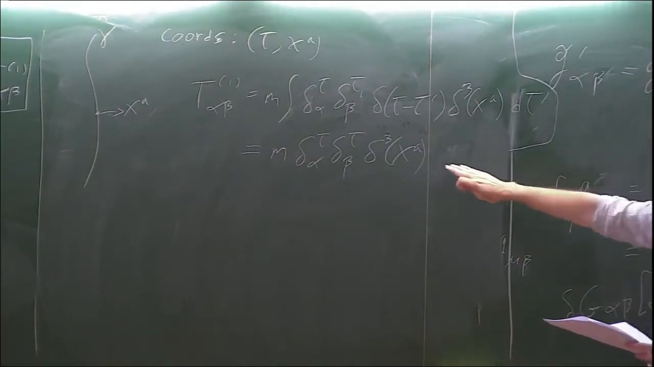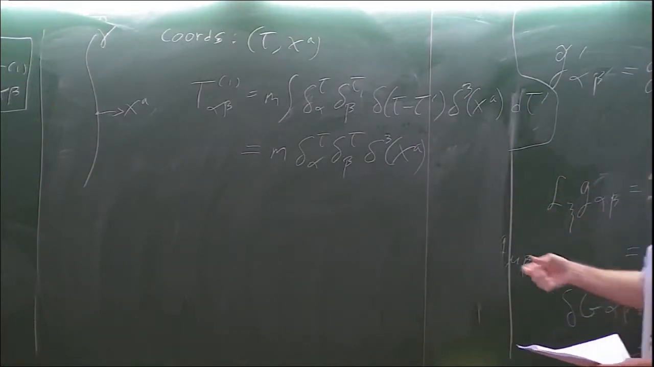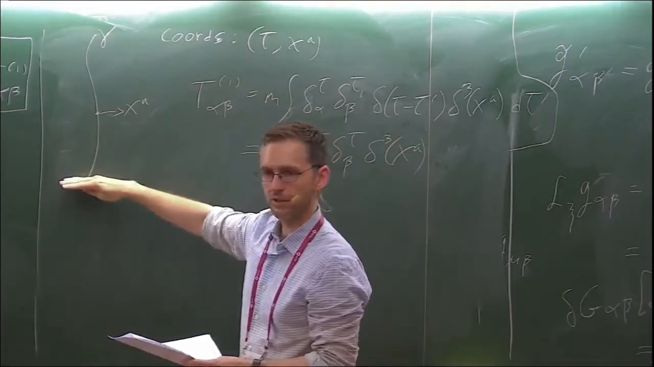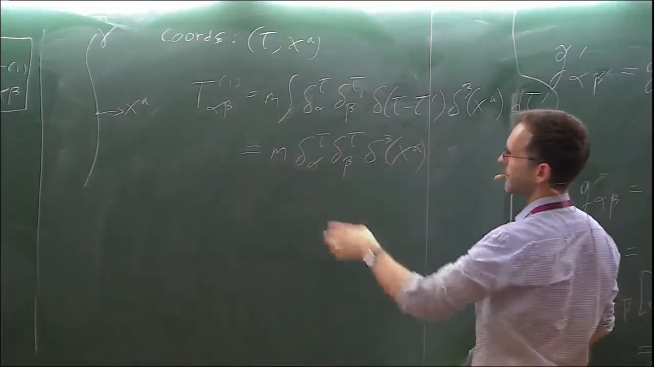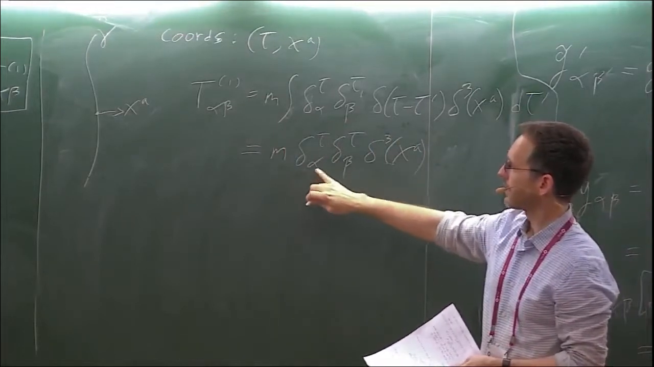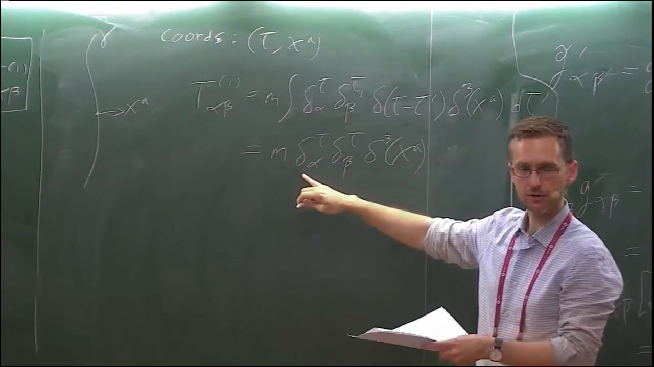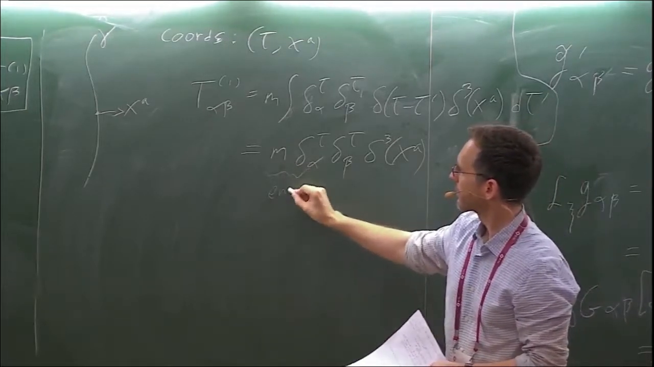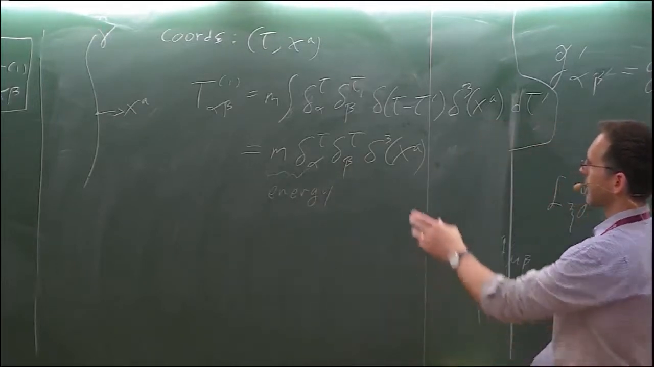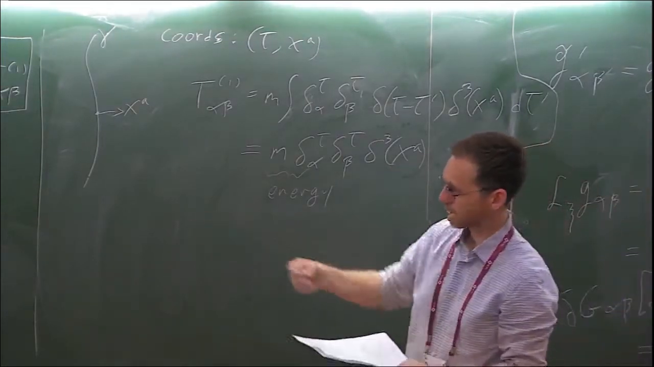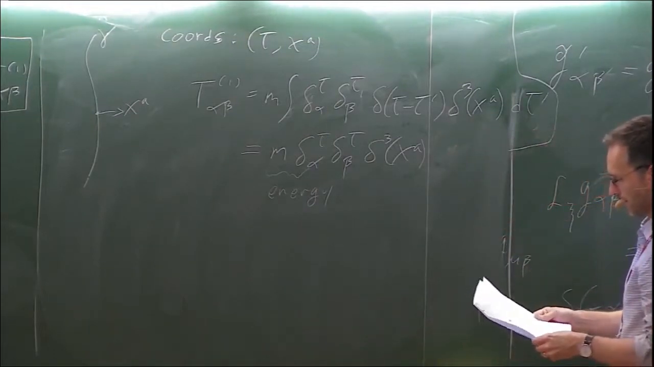So this is what you would expect for a point particle. It's just a delta function supported at the spatial position of the particle, multiplied by the mass. And this is a local coordinate system, so it's essentially just the TT component, which is, remember, the energy component of the stress energy. So this is just the energy multiplied by a delta function at the particle's position. So that stress energy tensor we wrote over there makes perfect sense.